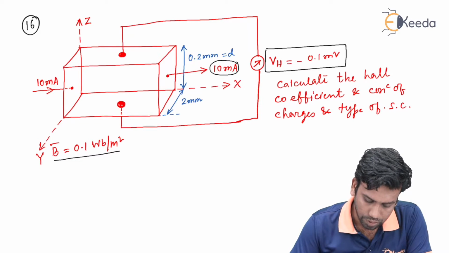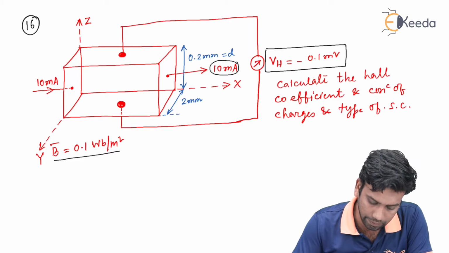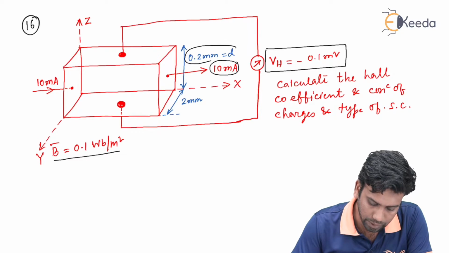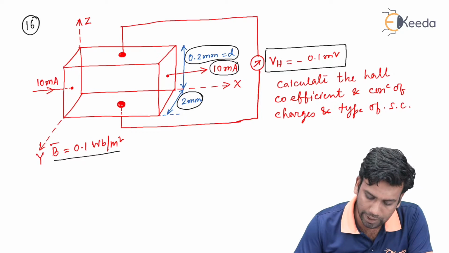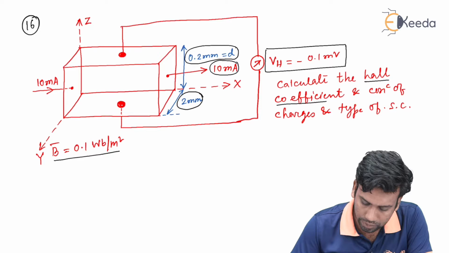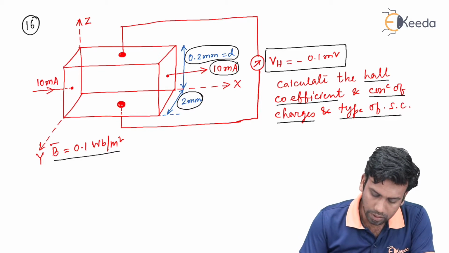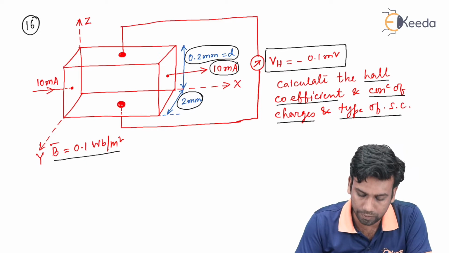So, the dimension of the semiconductor is given, that D equals 0.2 millimeter, and the length is given as 2 millimeter. We have to calculate the Hall coefficient, the concentration of the charges, and also the type of the semiconductor. So, the Hall voltage is given as minus 0.1 millivolt.